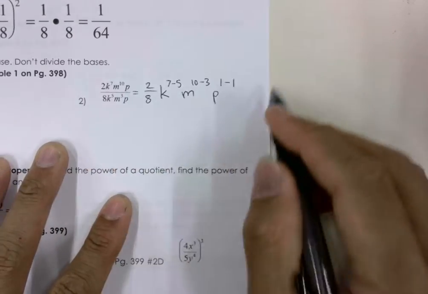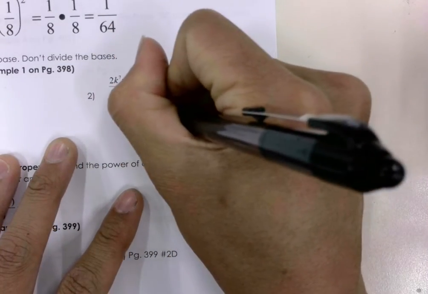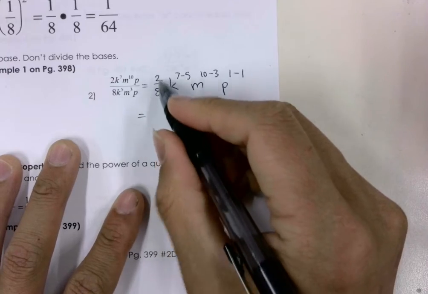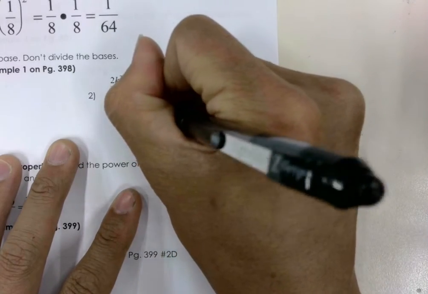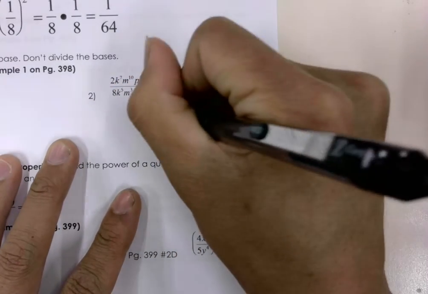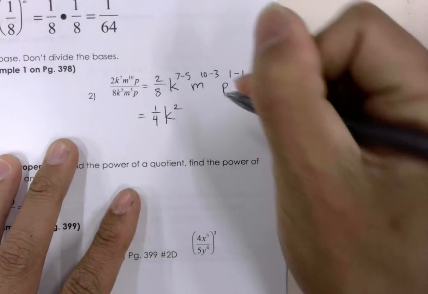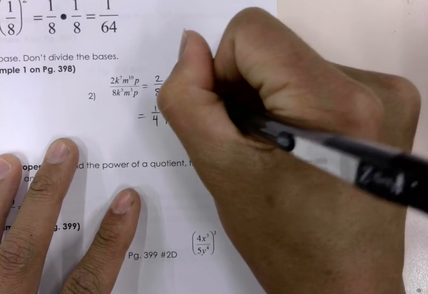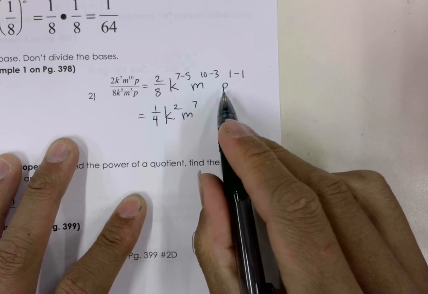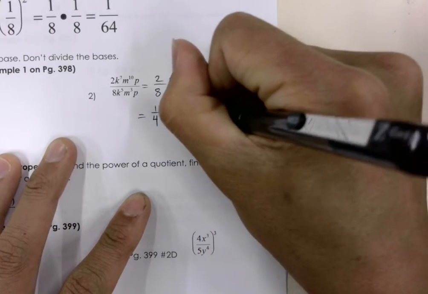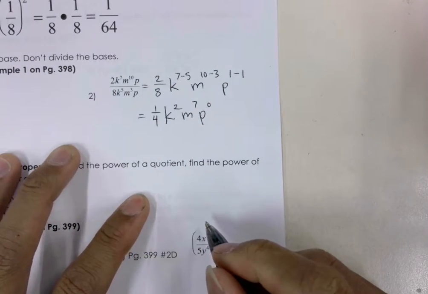Right? So let's go ahead and rewrite all of this, and we'll say it's equal to, and we'll divide by the greatest common factor of 2, and we'll get 1 over 4 times k to the power of 2 times m to the power of 7, and here we have p to the power of 0. Let's go ahead and write that out, p to the power of 0.